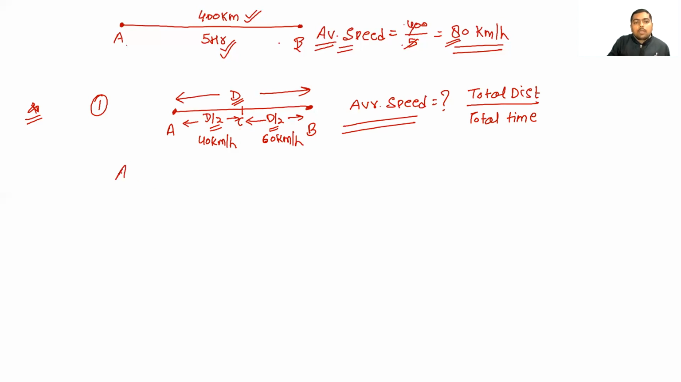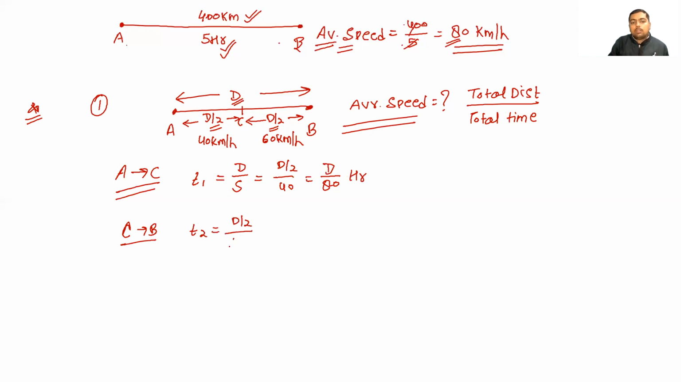Now, from A to C, the time is T1. Time equals distance upon speed. We can use this formula: the distance is D by 2 and the speed is 40 km per hour, so time T1 becomes D by 80 hours. Similarly, from C to B, the time is T2, the formula is the same, D by 2 upon 60. The time T2 becomes D by 120 hours.